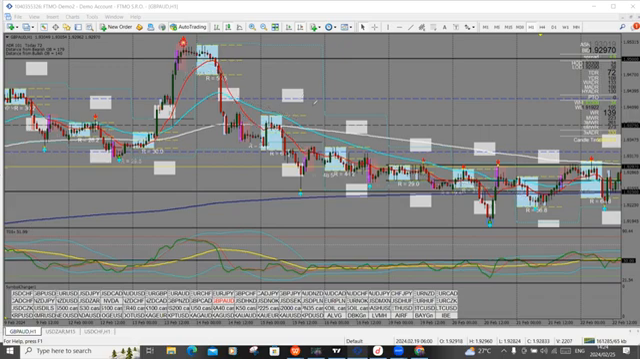So once you figure out your trend, you're now looking for candles: pin bars, inside bars, dojis, inside bar, inside bar. As long as you're in a trend, you know what to look for.